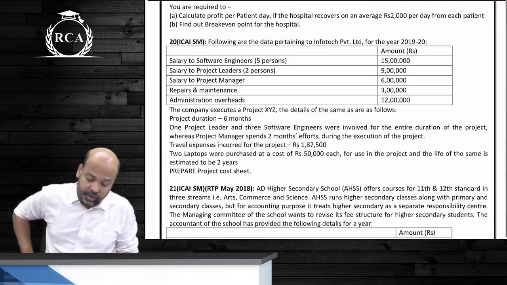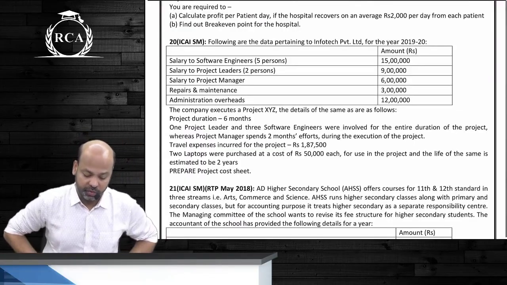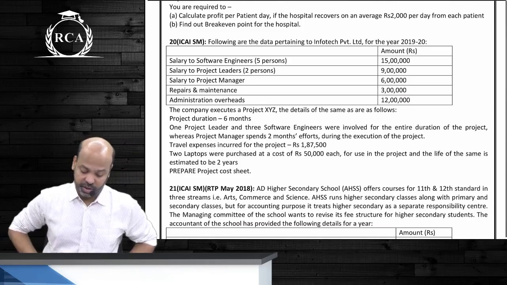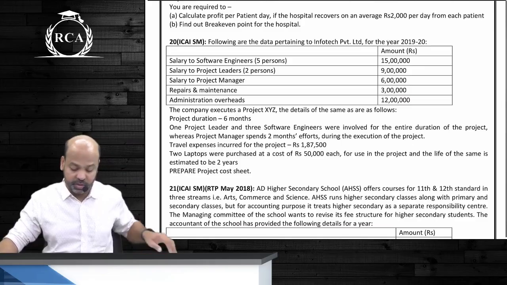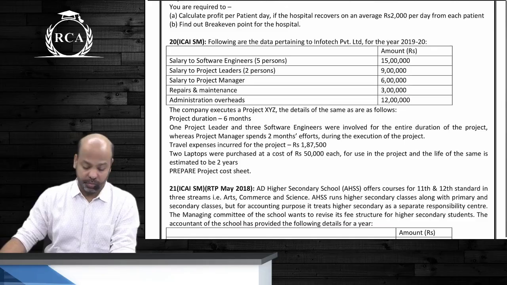Following are the data pertaining to Infotech Private Limited for the year 2019-20. Salary to software engineers, 5 persons, is 15 lakhs. Salary to project leaders, 2 persons, is 9 lakhs. Salary to project manager is 6 lakhs. Repairs and maintenance is 3 lakh rupees. Admin overheads are 12 lakhs. The company executes a project XYZ. The details of the same are as follows.